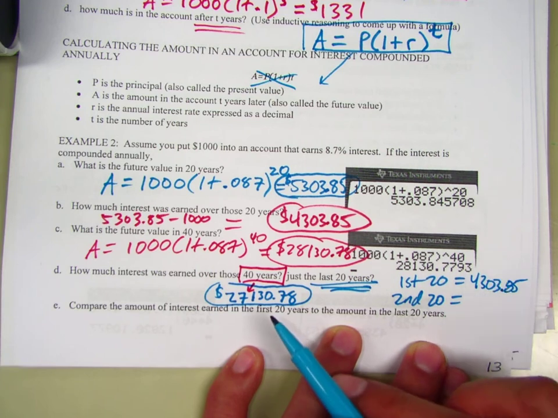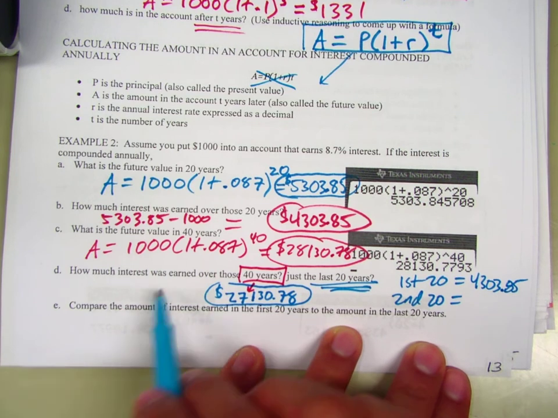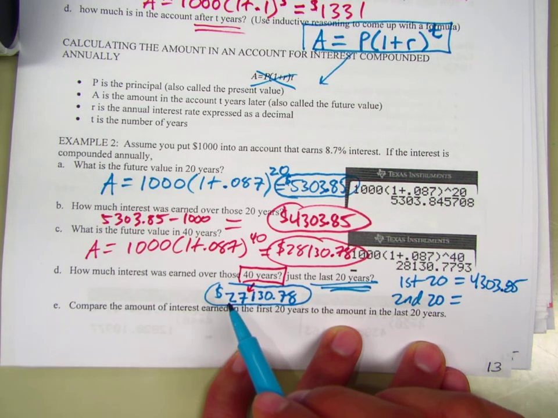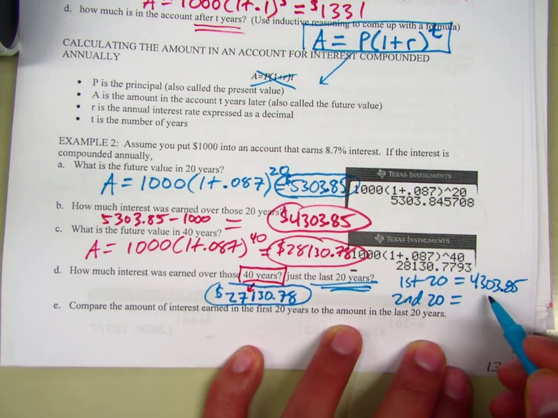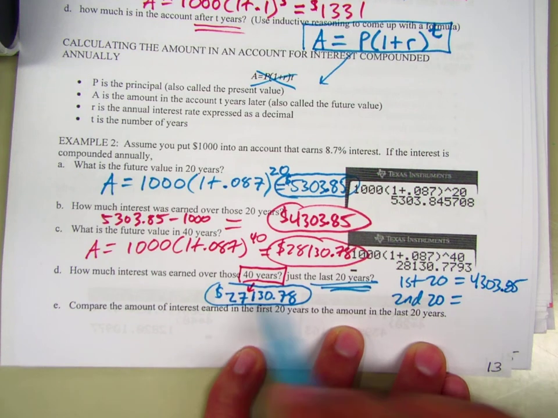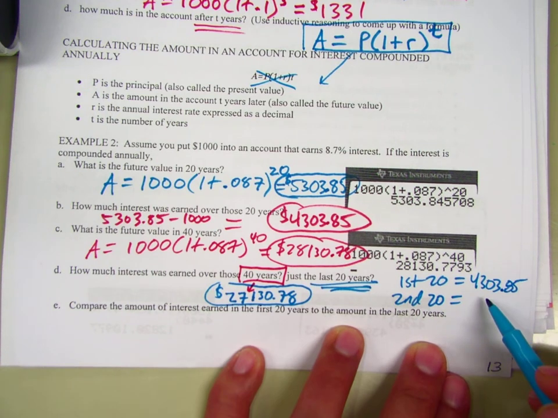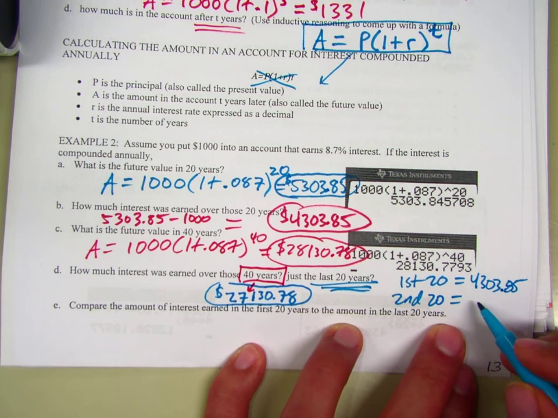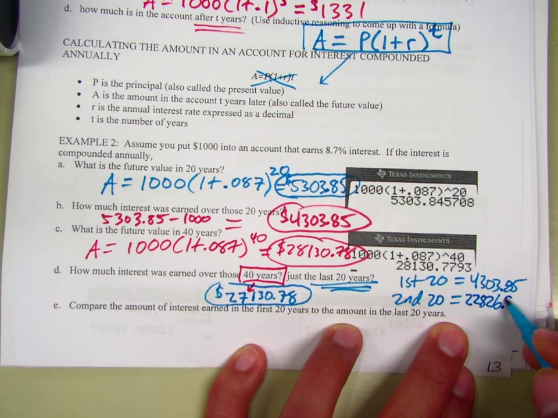4,303 minus the 28,000. Ooh. Yes, because we're talking about just the interest. So if we've earned a total of 27,000 and whatever, the first 20 years was only 4,000 and change. The difference will tell me what I've earned the last half, right? And so if I subtract 27,000 minus 4,300, whatever that is, help me out. It's 22 something. 22,826.93.